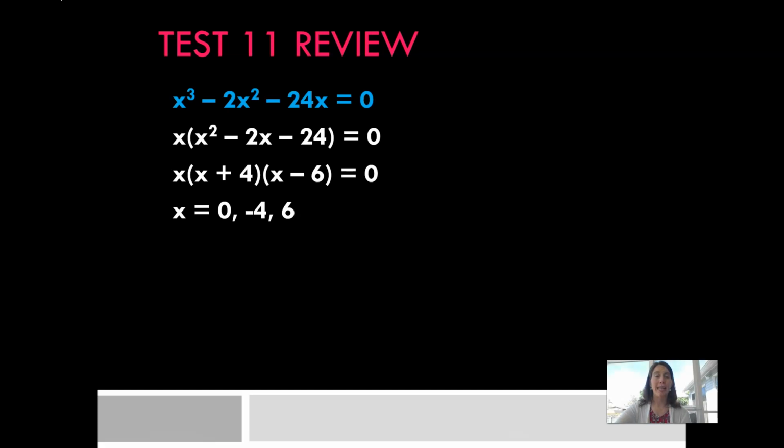The second factor, x plus 4. Remember when we wrote down our answers, we gave the opposite of what we had in the parenthesis, so my second answer was negative 4. The last parenthesis, x minus 6, given the opposite, is my third final answer, a positive 6.